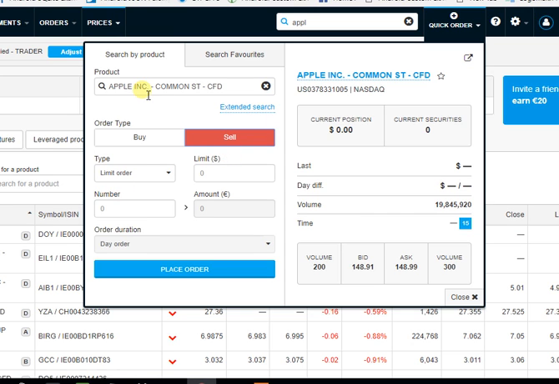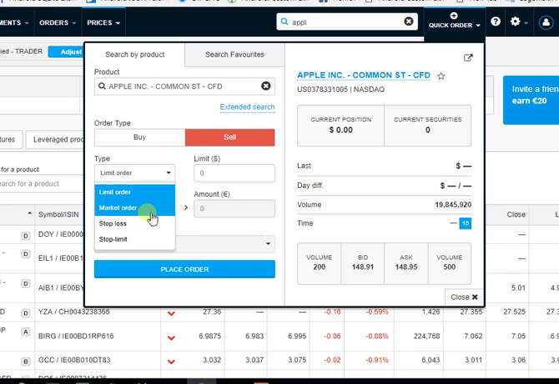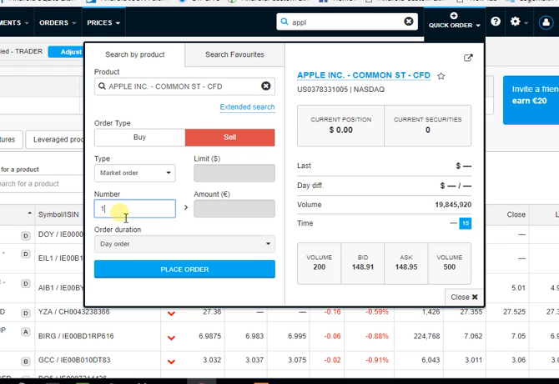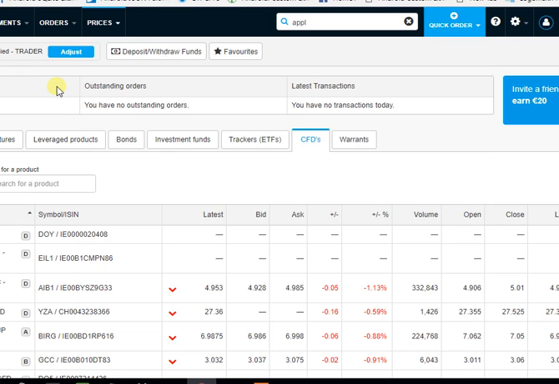So you can actually short Apple right now. If you click sell, say market order, 100 shares of Apple, place the order, that will short 100 Apple shares. So instead of shorting their shares, which you can't on this platform, you can use the CFD to short their shares. So I think that's clarified.